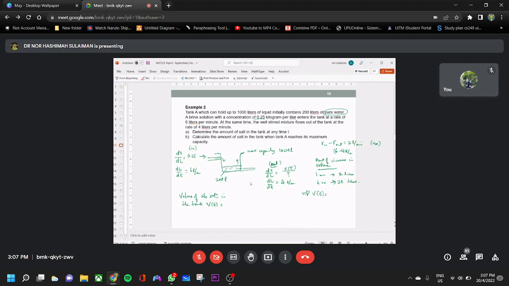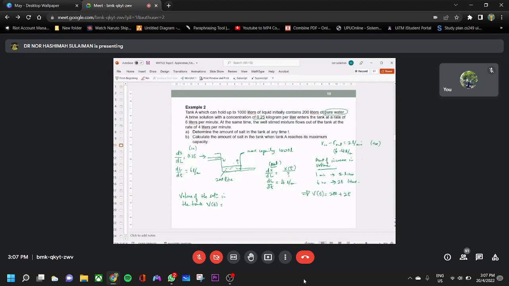Yang asal dia apa? What will be the original amount? What will be the original amount? 200 liter. Saya omit the unit lah. Okey, tambah ataupun tolak? Tambah berapa? 2T.